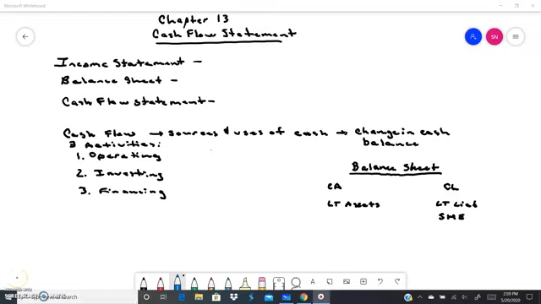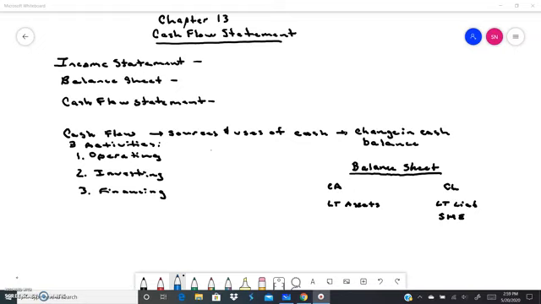So this is chapter 13, part 1. This is our final topic for this semester, and it's entitled the cash flow statement. So the cash flow statement is one of the integral financial statements.